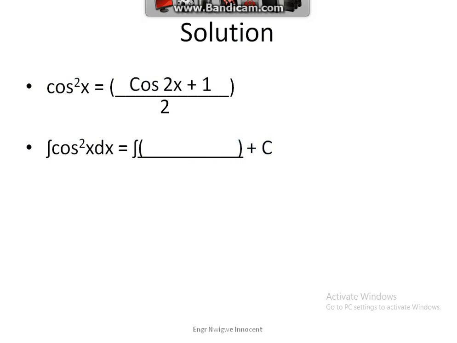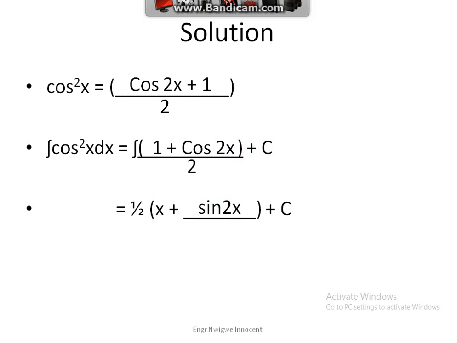Therefore, we are asked to integrate cos squared s ds, which we now substitute to have the integral of 1 plus cos 2s over 2 plus c. Therefore, we now have half of s plus sine 2s over 2 plus c. Now open the bracket, we now have half s plus sine 2s over 4 plus c.